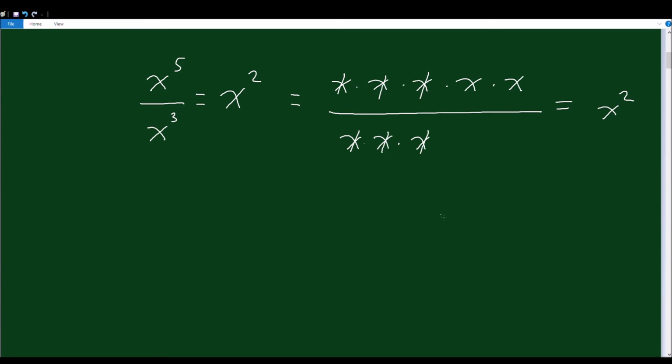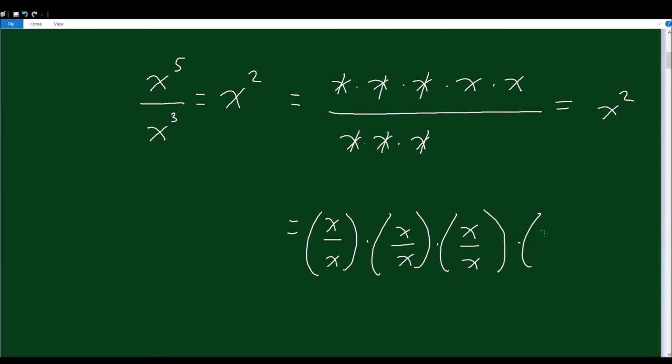Now, if you're having difficulty understanding why these x's cancel out, you can remember that another way of writing this big fraction is by breaking it up into smaller fractions. So I can say x over x times x over x times x over x times x over 1 times x over 1. This long series of fractions is the same as this fraction here, because if you multiply across, you'll just have all the numerators multiplied and you'll get this, and you'll have the denominators multiplied and you'll just get this.